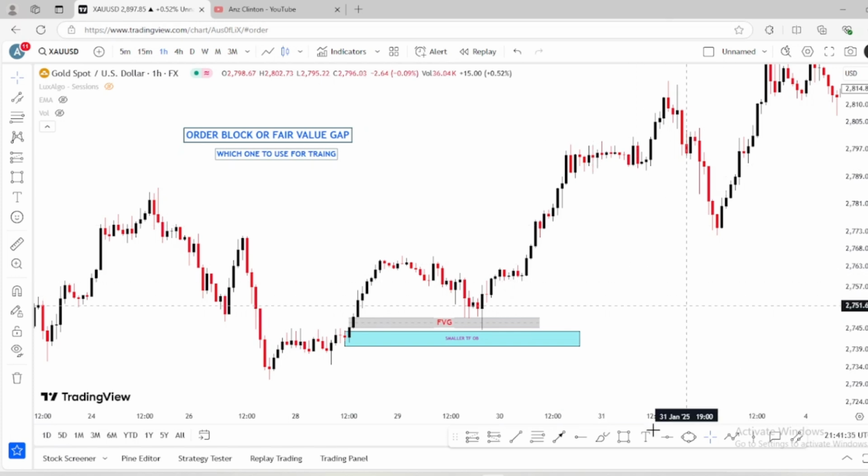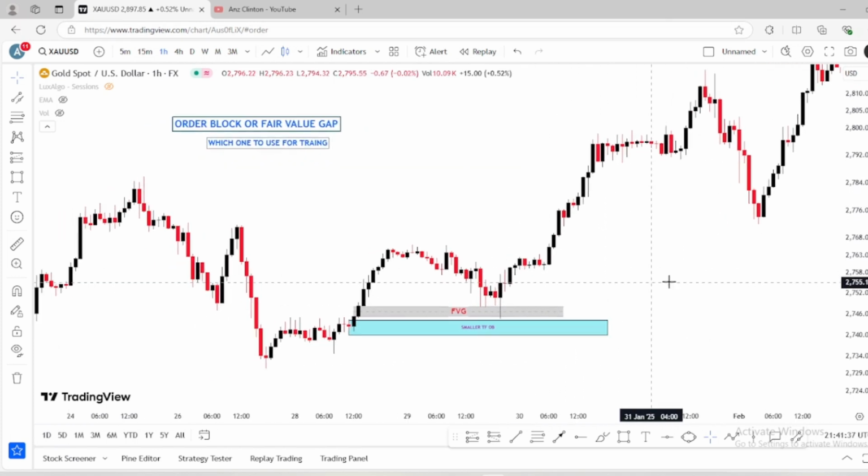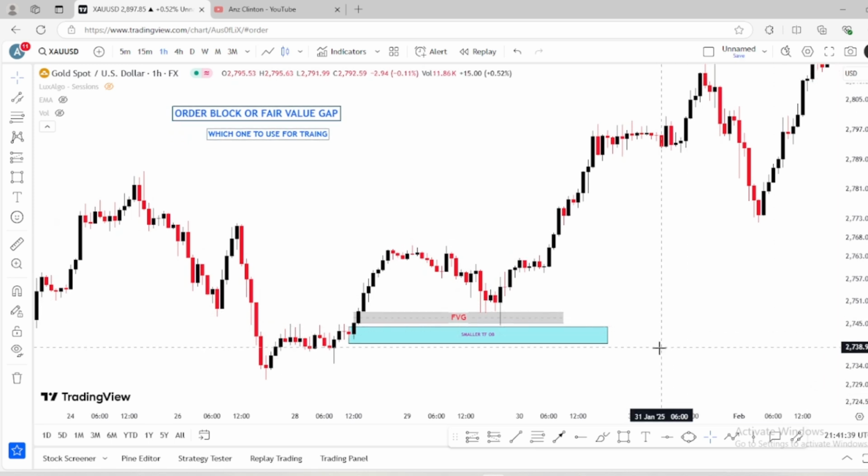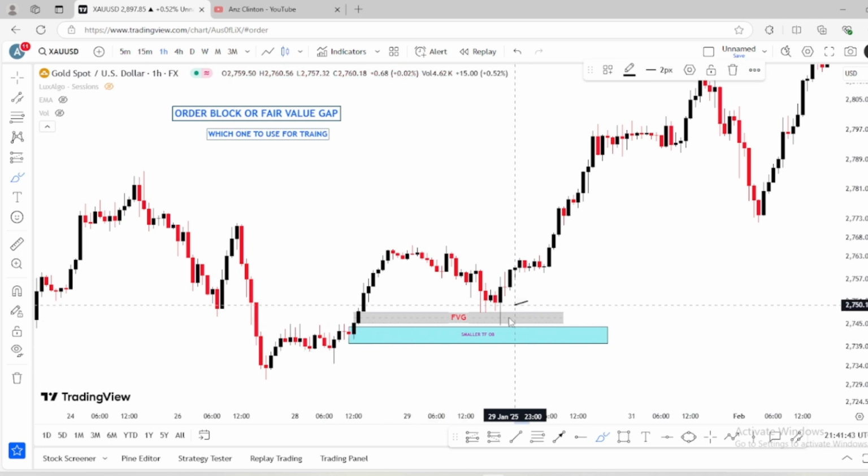Alright, so right now look at my screen. Look just on my screen. I am going to show you something here. What you are seeing right here is a fair value gap, and this is an order block. As a trader, your main focus is to identify which zone you are going to enter a trade.